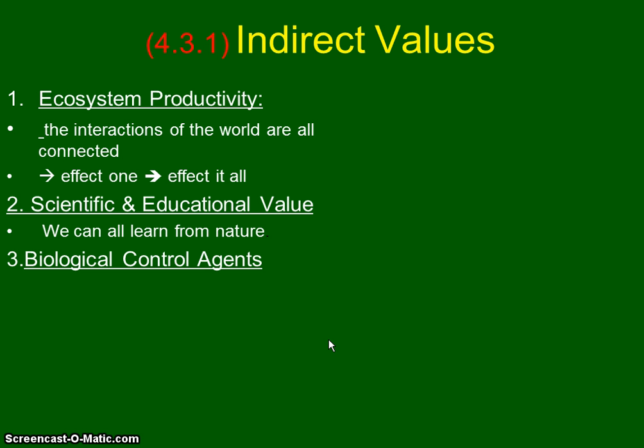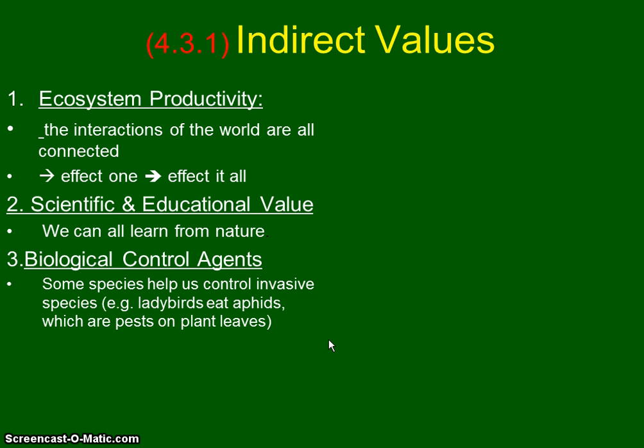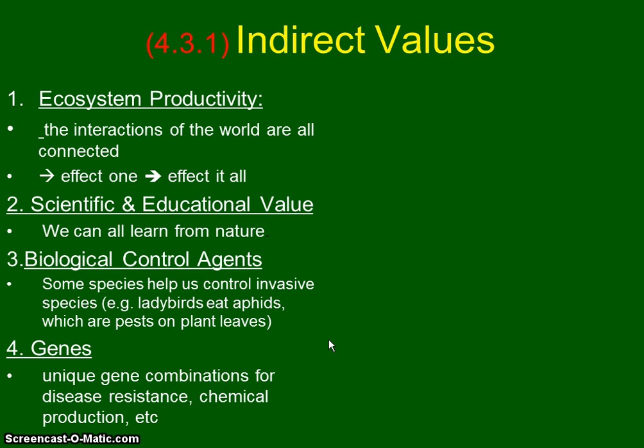Additionally, we can use different things in nature as control agents. For instance, there are a lot of species, like aphids, that can eat pests. This is very much related to the previous slide, thinking about how without biodiversity, our crops might fail. So this one's really related to the food resources value, which was a direct one. And then genes. There are tons of unique gene combinations out there. We have no idea what uses we could get out of them, whether it's disease resistance, making chemicals, or making medicine.